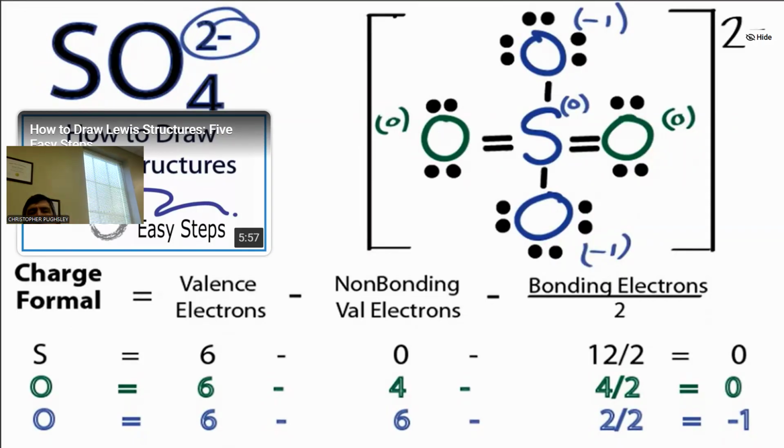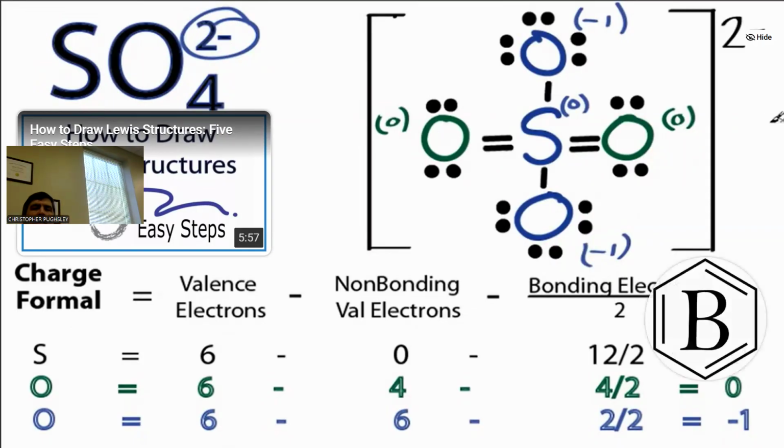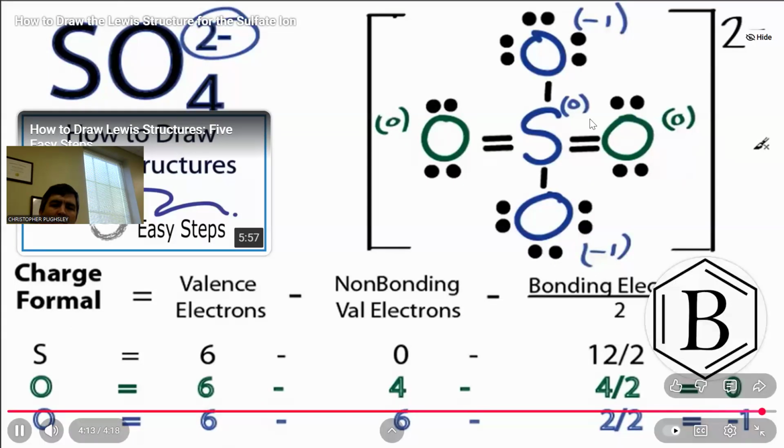It was a bit of work, but we have the best structure here. Our formal charges are in good shape. We've used all the valence electrons. So that's it. This is Dr. B. All right, so you can see how this person did it.